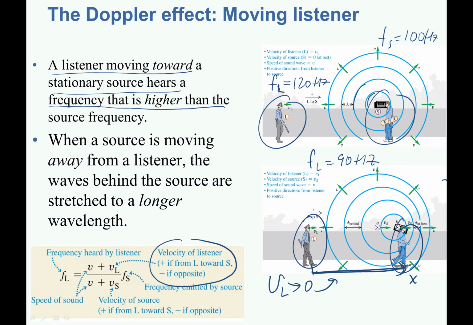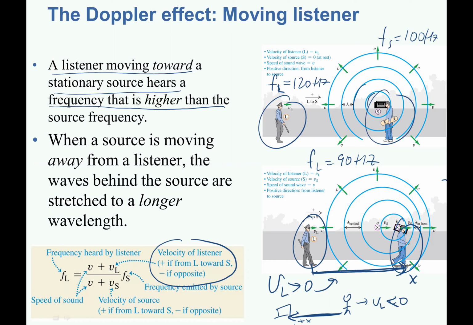But let's say, for example, here's the listener moving in this direction, but the source is here, and I draw a line from the listener to the source. That means this is my positive x direction. Then in this case, VL will be negative, because now the listener is moving in the opposite direction of what we define to be the positive direction, which is always from the listener to the source.